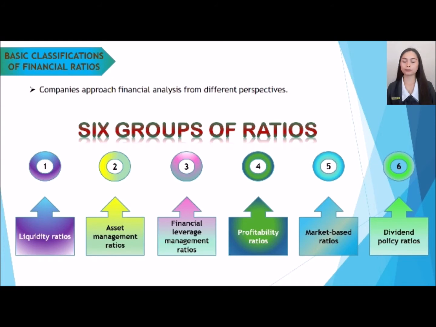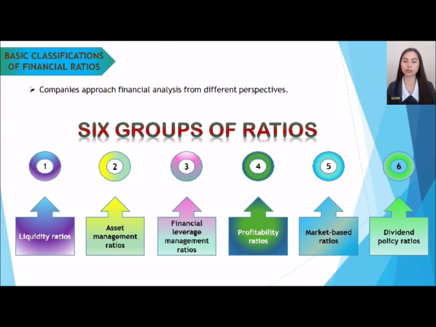For example, suppliers and short-term creditors are most likely concerned with a firm's current liquidity and near-term cash generating capacity. While common stockholders or potential investors are more interested in the company's measures of profitability and risk. Because common stock prices are dependent on the amount and stability of a firm's future earnings and dividends.